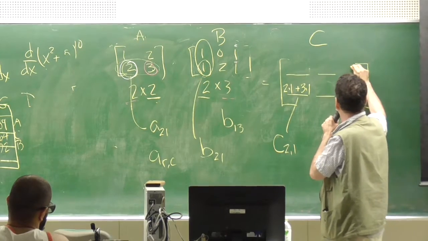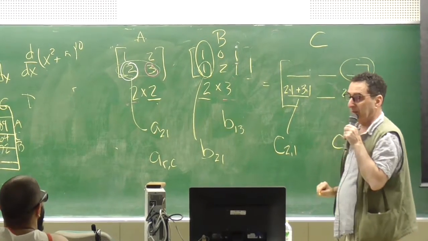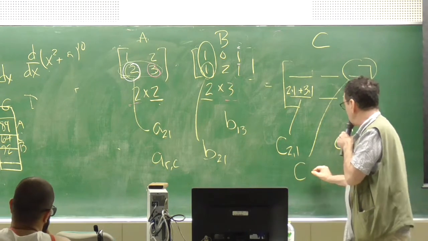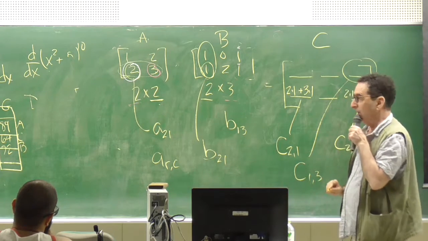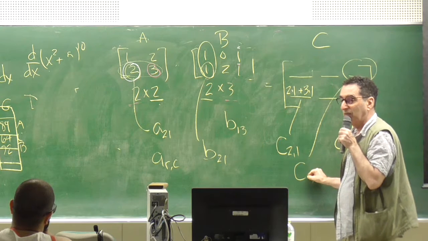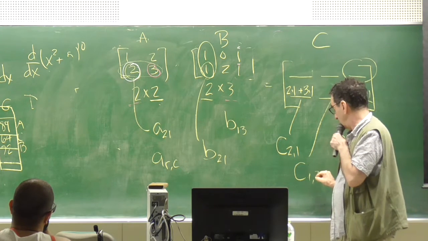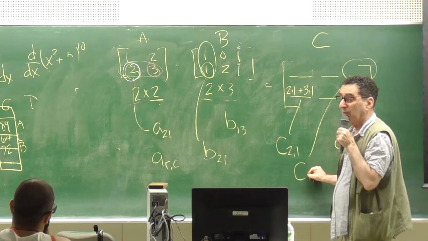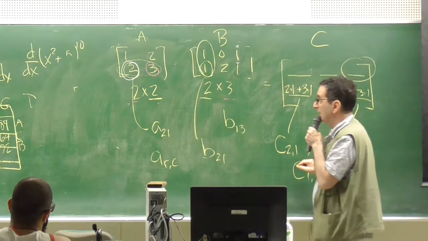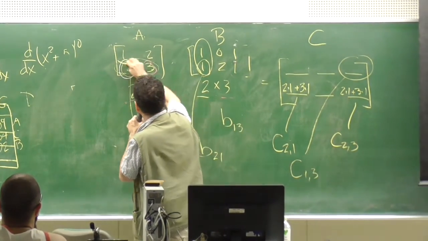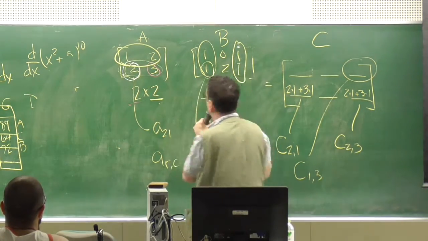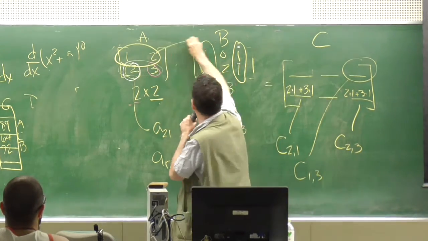Okay, how about this one? What's that going to give? How am I going to do that one? Well, what element is that? C1,3, right? Okay, so actually you can get it from here. You take the first row times the third column. The first row of the first matrix times the third column of the second matrix. So the first row is here times the third column, right? Okay, so it's this one and that one.